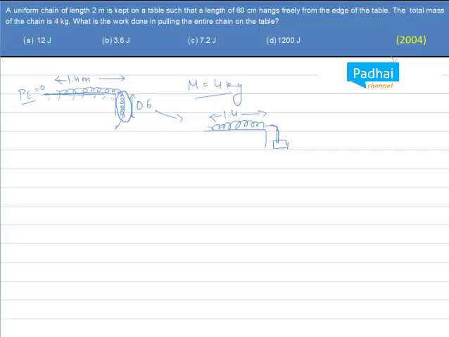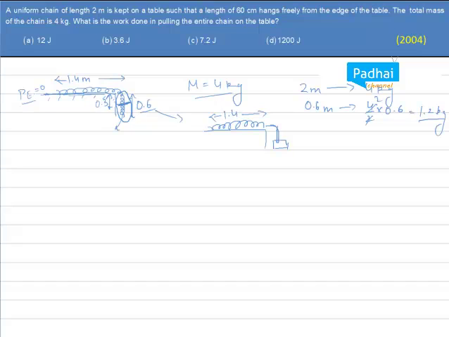entire mass, what is the mass? Let us use the unitary method. 2 meter length has a mass of 4 kg, right? That means 0.6 meter will have 4 divided by 2 into 0.6, which will be 1.2 kg, right? So that means 1.2 kg is hanging over here, and if this length is 0.6, we can assume that the center of mass will be at this point, which will be 0.3 meter.